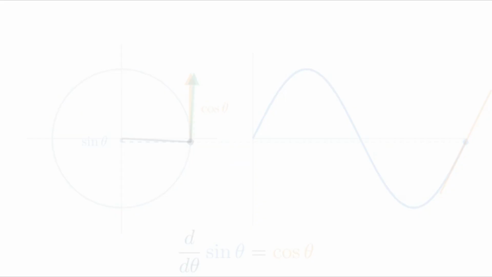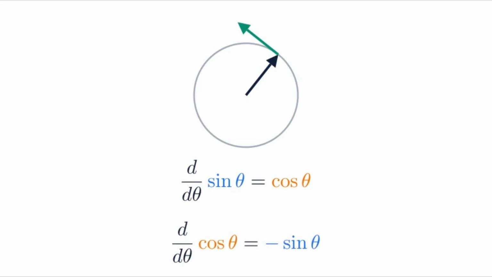So, these aren't two functions that happen to be related. They're one circular motion, read along two perpendicular directions. And differentiating is just a quarter turn. Turn sine, you get cosine. Turn again, minus sine. Four turns, and you're home.